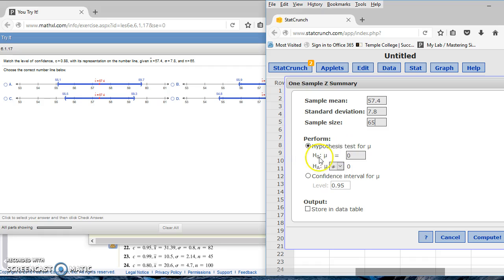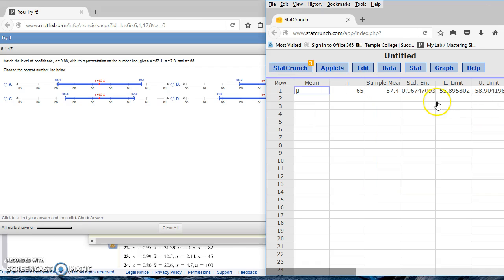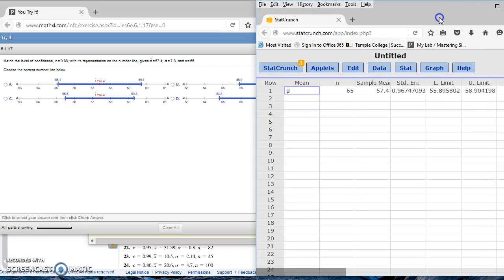Now, we're not doing a hypothesis test. That's for Chapter 7. We are doing a confidence interval, and the level is C equals 0.88 or 88%. I'm actually going to store it in a data table and click compute. And then I'll close that option window. And you can see here that the lower limit is 55.8958, or basically 55.9. And the upper limit is 58.9.